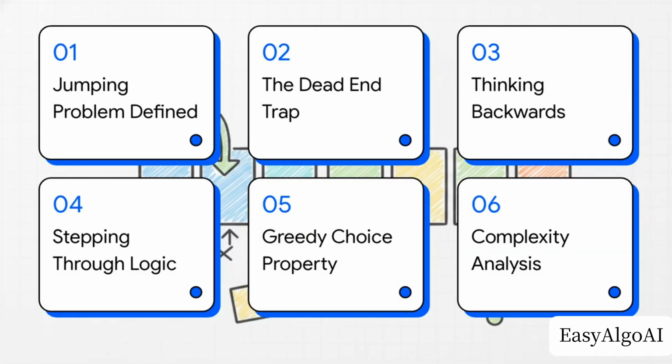So here's our quick roadmap for this explainer. First, we'll define the jumping problem, then look at the dead-end trap. After that, we'll try thinking about it backwards, step through the actual solution, break down the greedy choice property, and finally, wrap up with an algorithm complexity analysis.